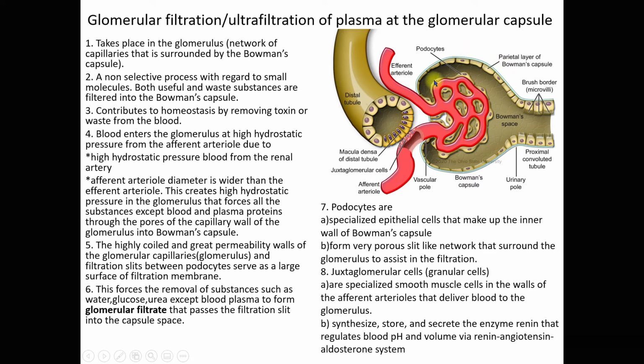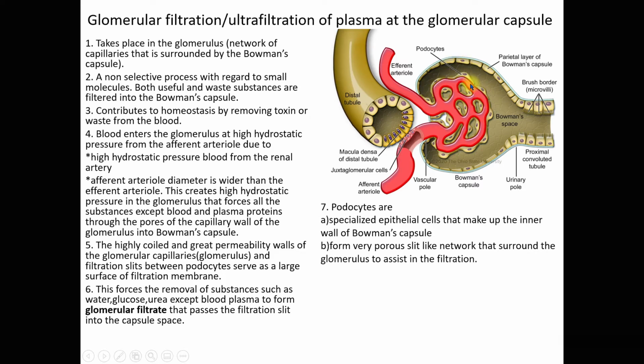Now, talking about these podocytes. These podocytes are specialized epithelial cells that make up the inner wall of the Bowman's capsule. And then these podocytes form a very porous slit-like network that surrounds the glomerulus to assist in the filtration.